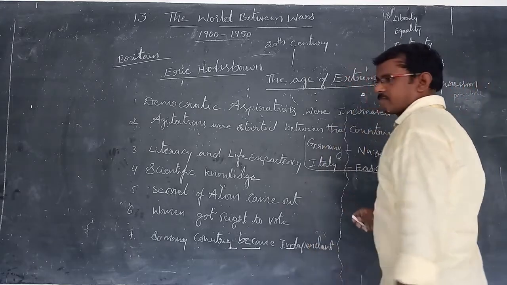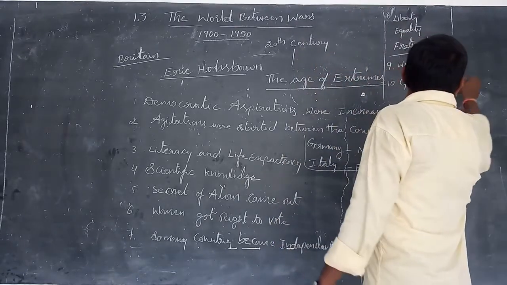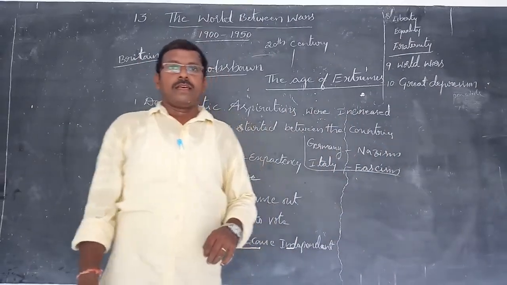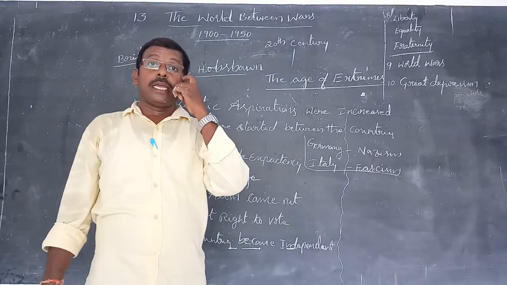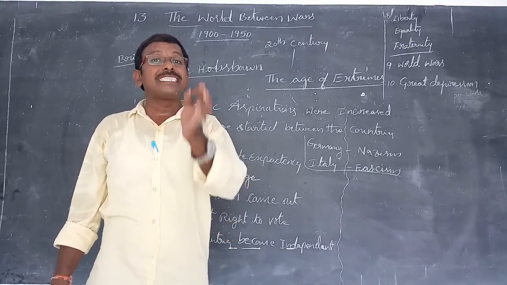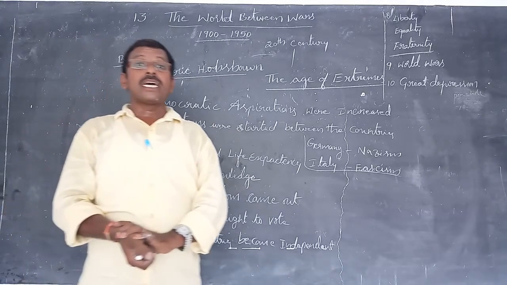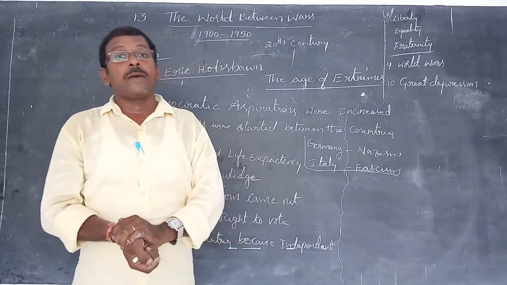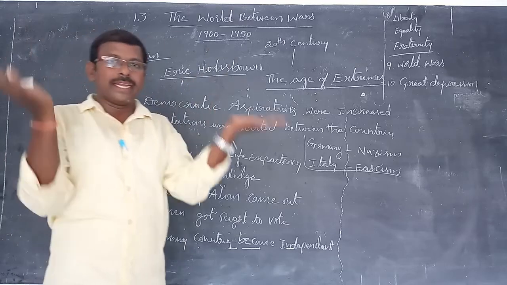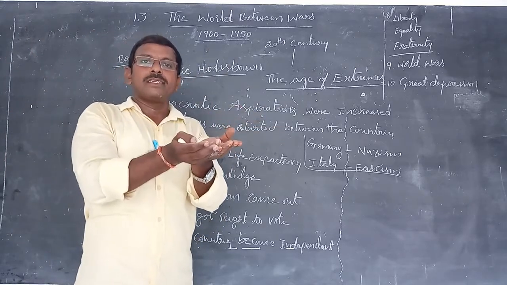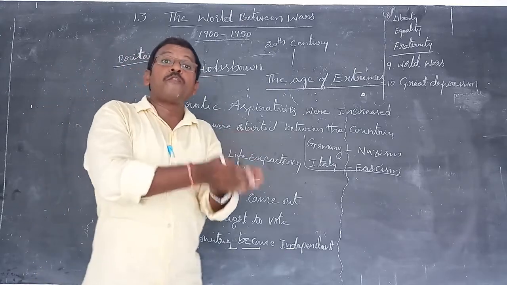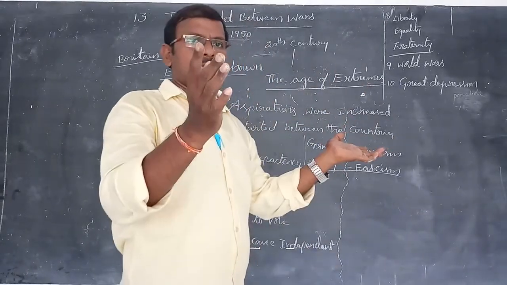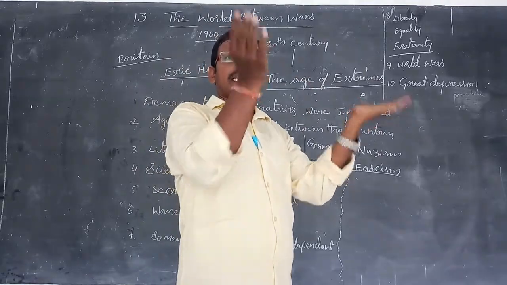Great Depression. What happened? The Great Depression happened. It was a worldwide economic decline triggered by a decline in demand and a fall in prices. This is called the Great Depression.